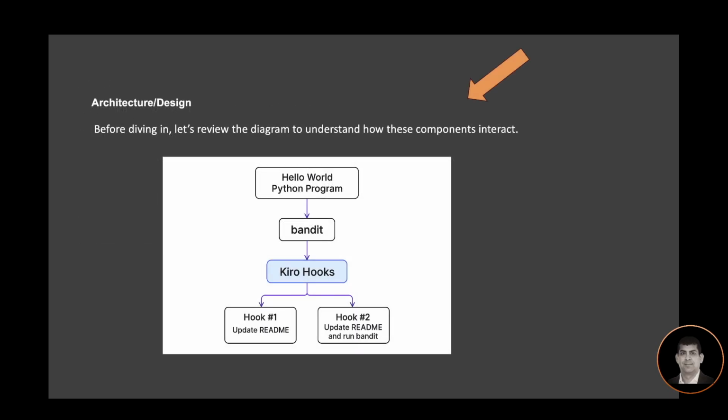So before diving in, let's review the diagram to understand how these components interact. We have a simple Hello World Python program. We also have a Bandit package, and then we have two Kiro hooks. One is to update the README. The second is to update the README and also run Bandit.